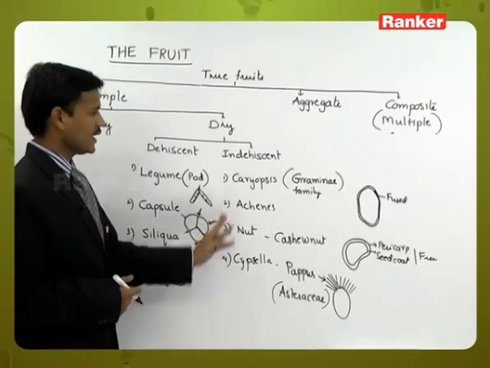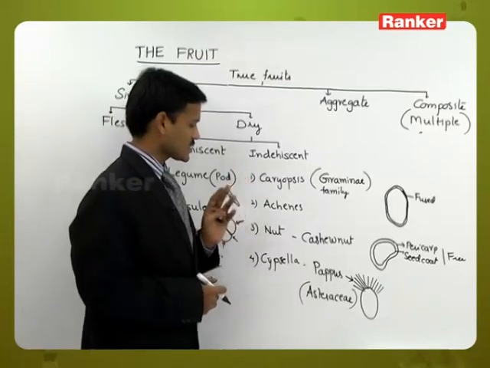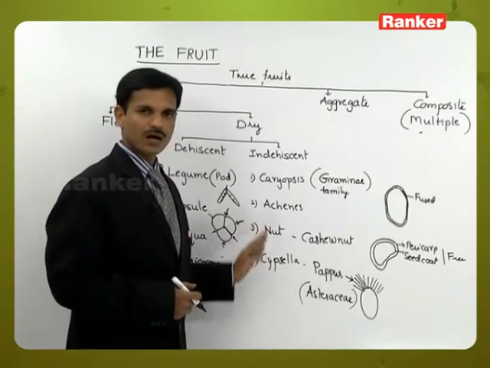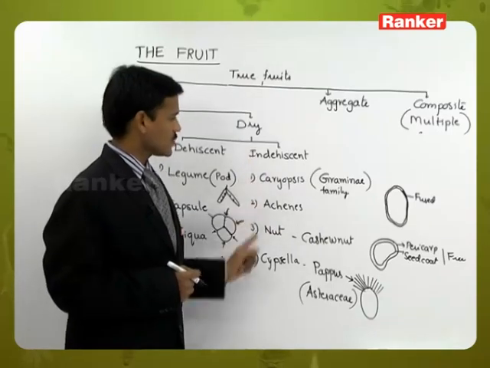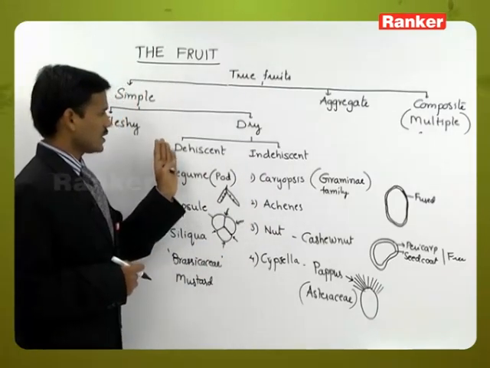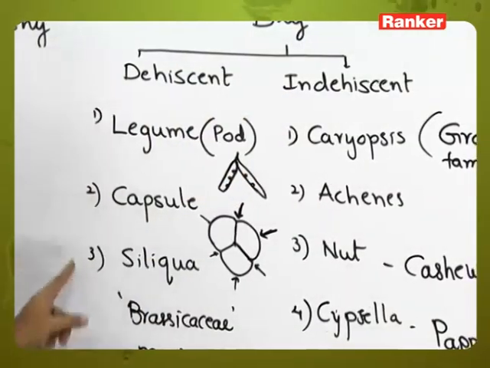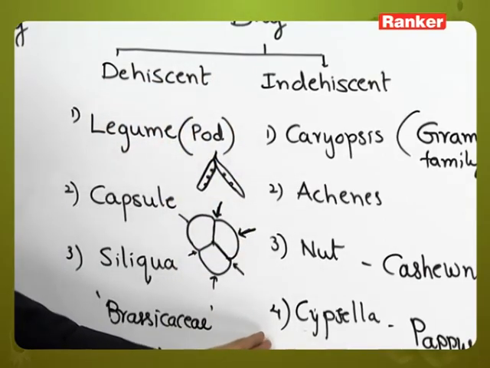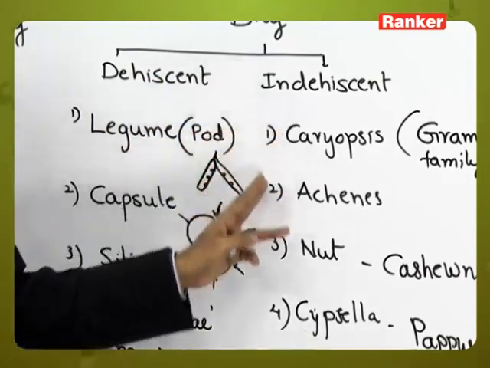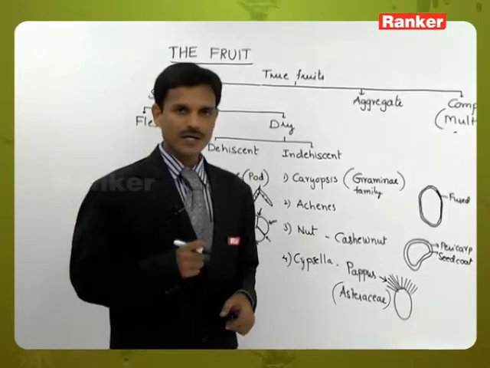All these are indehiscent fruits, all the four types: caryopsis, achenes, nut, Cypsela. All these are single seeded fruits. So that is about dry fruits, dehiscent and indehiscent fruits. Dehiscent fruits are of three types. Indehiscent fruits are of four types. All indehiscent fruits are only single seeded fruits. It is about dry fruits.